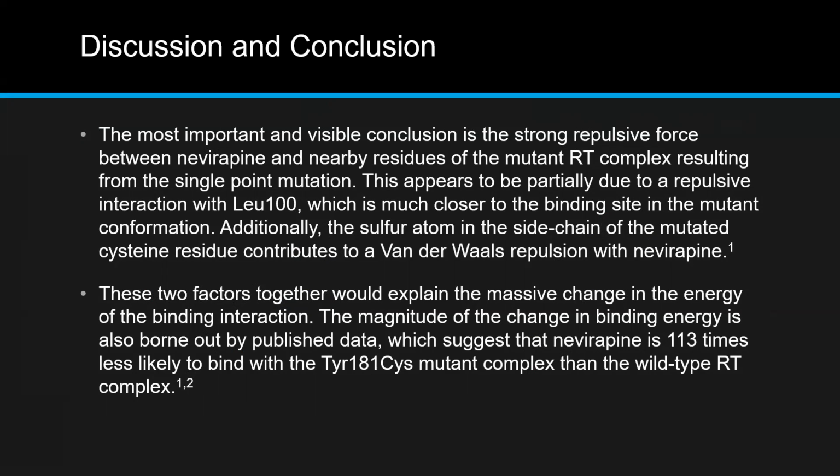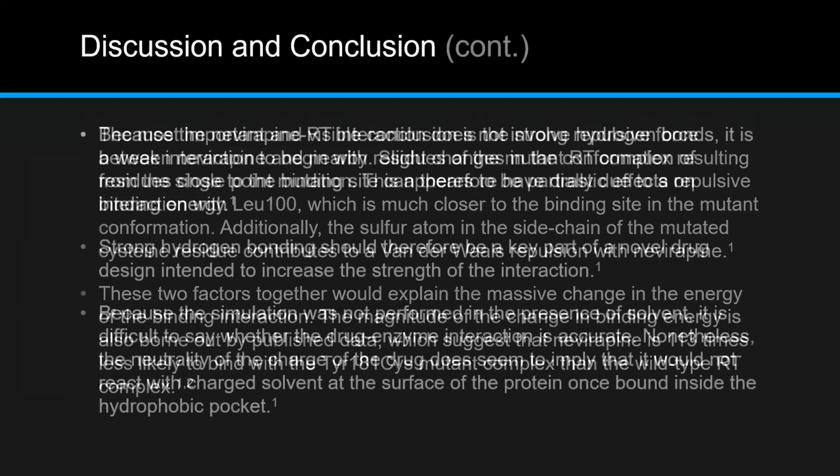Combining these 2 factors together explains the massive change in the energetics of the binding interaction of nevirapine to reverse transcriptase. And this magnitude is borne out by published data, which suggests that nevirapine is 113-fold less likely to bind with the tyrosine 181 cysteine mutant complex than the wild type reverse transcriptase complex.